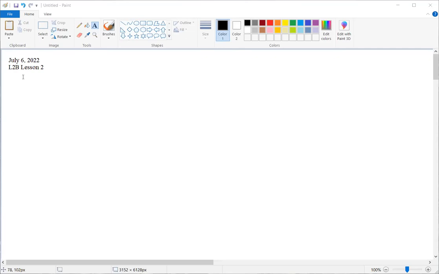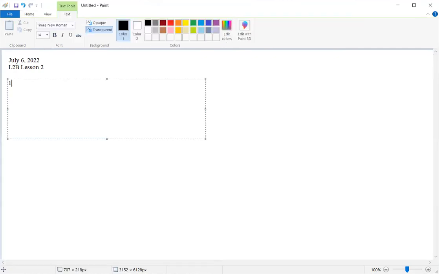Okay. And this lesson is lesson 2, and the topics we are doing today is first expressions. Then second is solving linear equation.